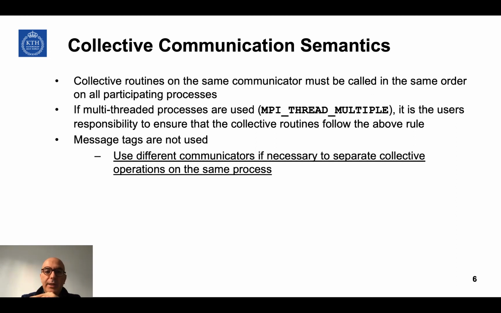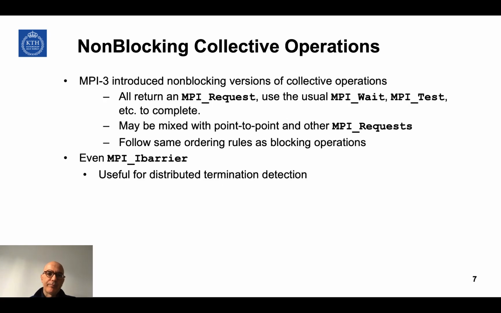So message tags are not used in collective communication. The way to differentiate between different messages, when collecting only over a particular subset of processes, is to use different communicators to separate collective operations on the same processes. Right, so we can use different communicators. So for instance, we can use MPI_Comm_split.